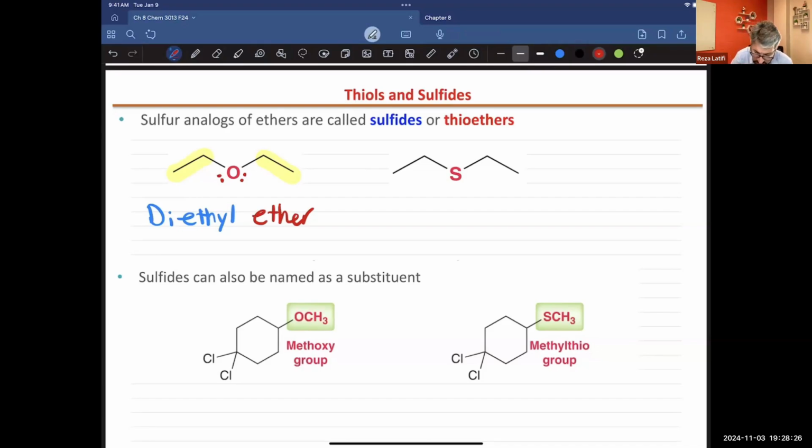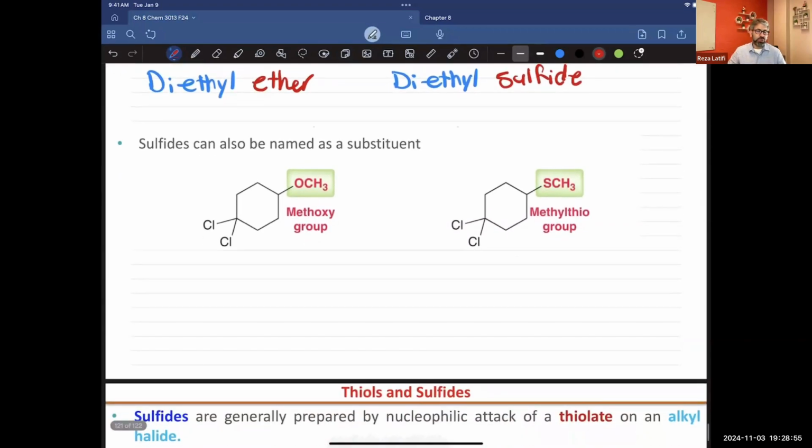We can use the same methods to name sulfides. So in this case, again we have two ethyl groups. So I'm going to say this one will be diethyl. But because I have sulfur instead of oxygen, I'm going to name it sulfide. Instead of oxygen, we have sulfur, so we say diethyl sulfide. And when we were talking about ether, we said we can treat the smaller alkyl as a substituent and call it an alkoxy group.